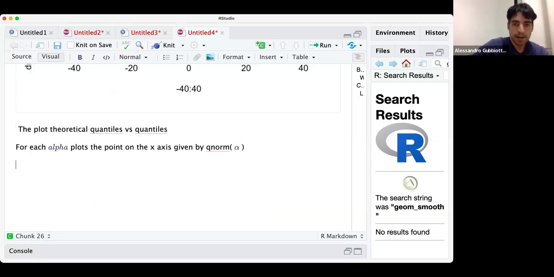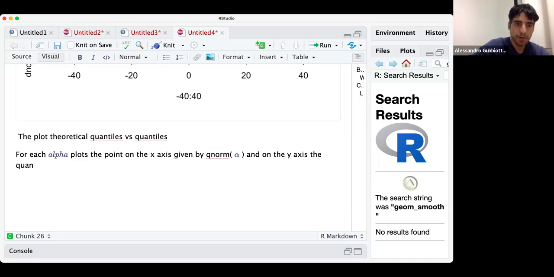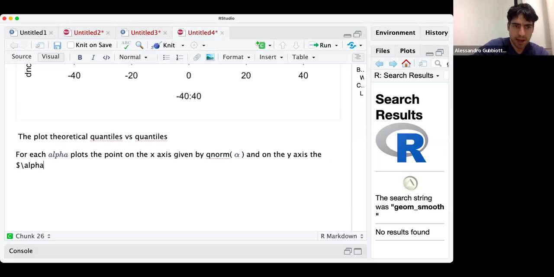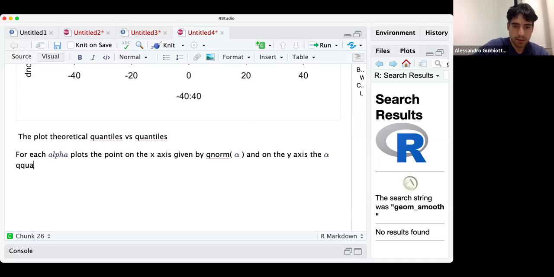And on the y-axis, the quantile, the alpha quantile, maybe it's called percentile, alpha quantile or percentile, I don't remember, of the vector of the residuals.